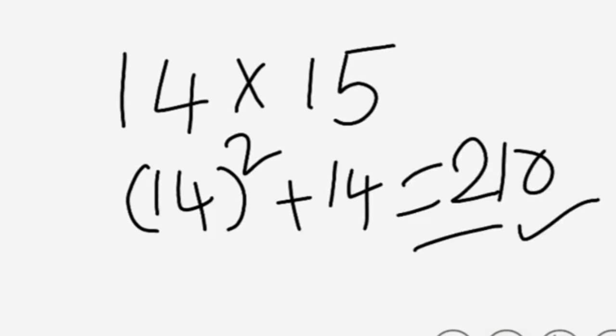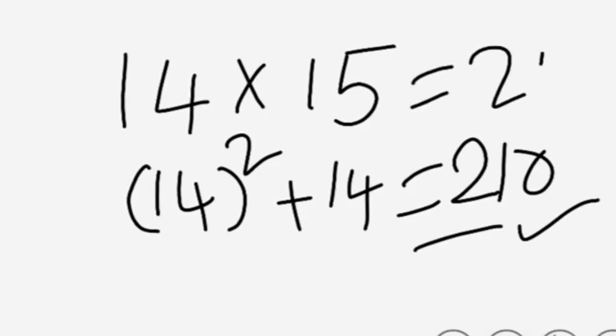So what we did here: if we have two consecutive numbers and we want to multiply those two numbers, for example 14 and 15, just take the small number from that, square it and add the small number to that. So our final output is here. 14 into 15 would be 210.